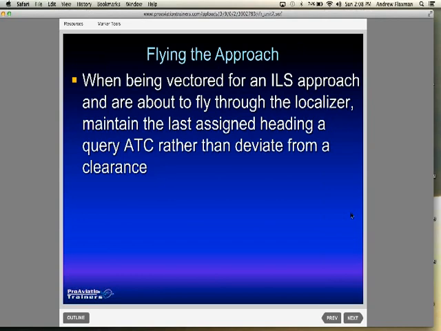When being vectored for an ILS approach and are about to fly through the localizer, maintain the last assigned heading and query the ATC rather than deviate from the clearance. Okay.